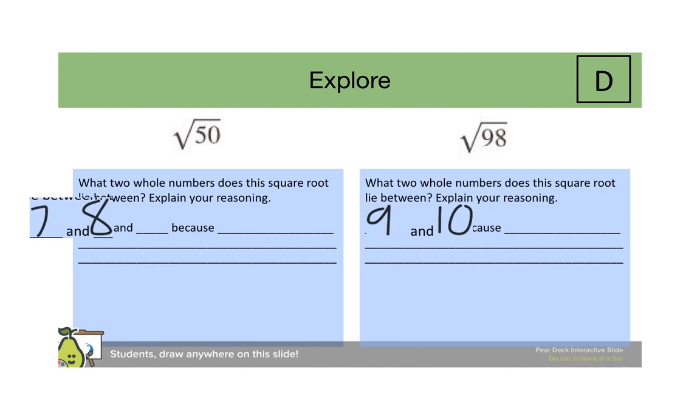For example, students may think that square root of 26 is halfway between 4 and 6, since 26 is halfway between 16 and 36. It's close, since square root of 26 is approximately 5.099, but it's slightly larger than halfway.